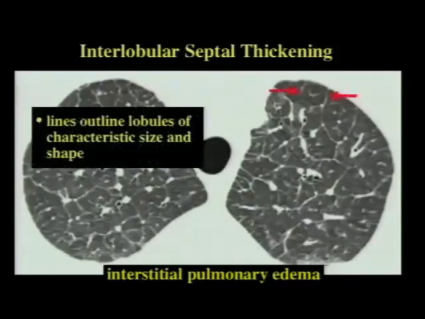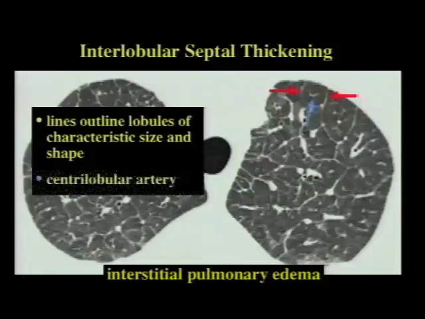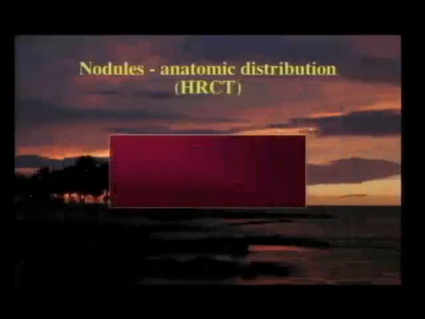In this patient with interlobular septal thickening, we can recognize the lines we see as interlobular septa because they outline what we can recognize as secondary pulmonary lobules. That pulmonary lobule outlined by the red arrows looks very much like the ones I just showed you. In the center of the lobule is a branching centrilobular artery centered about 1 centimeter from the pleural surface.